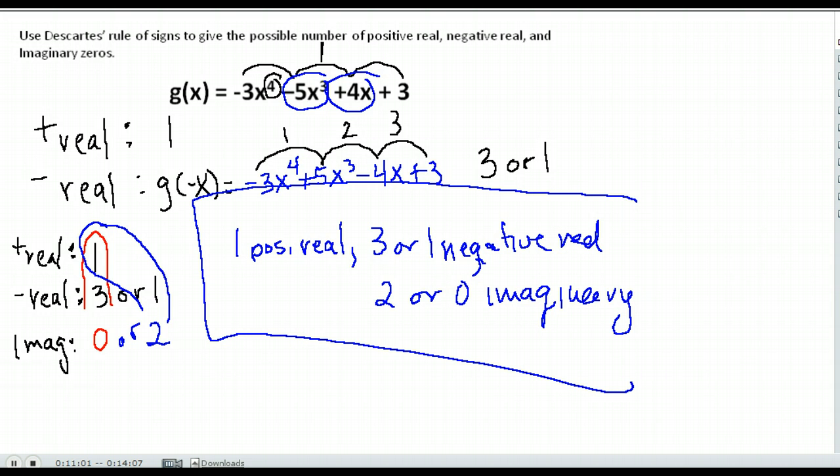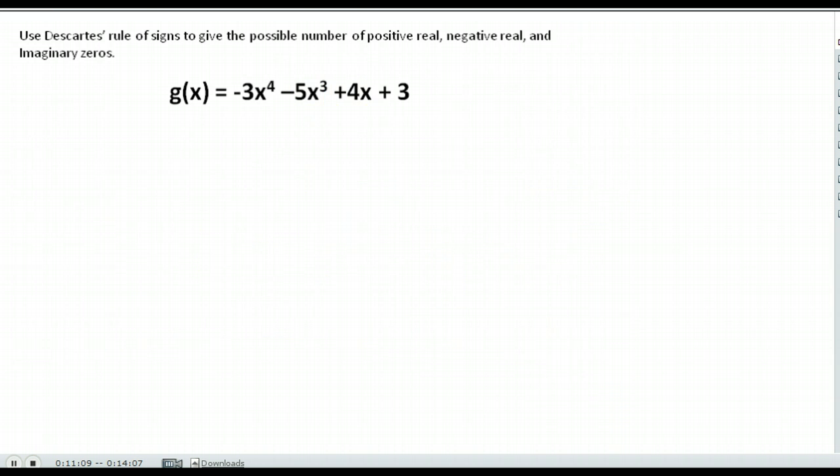And again, this just gives us the possibilities. So once we find 1 positive real zero, we know we're done with positives and could move on to negatives.